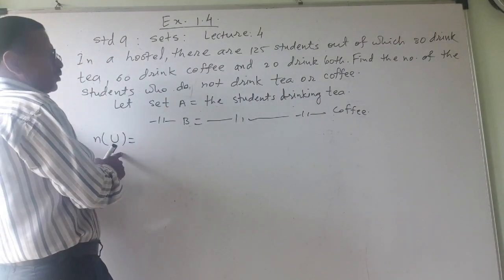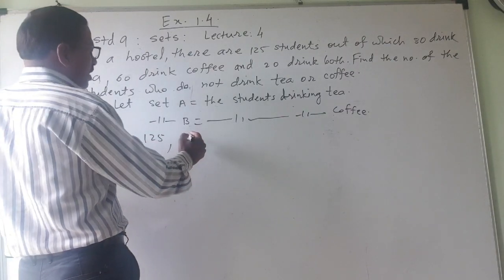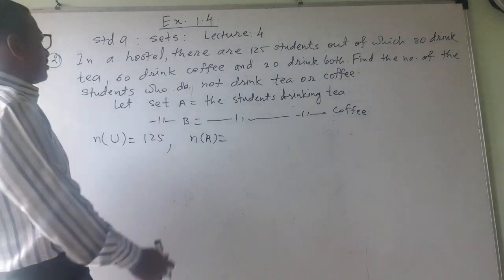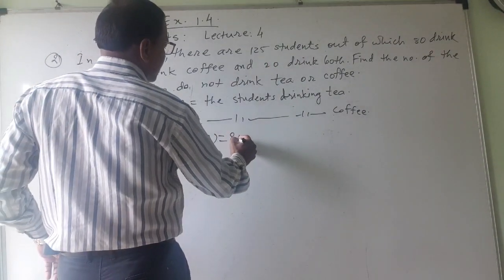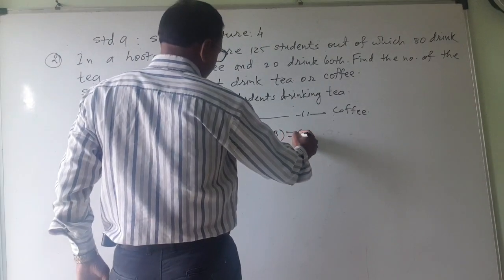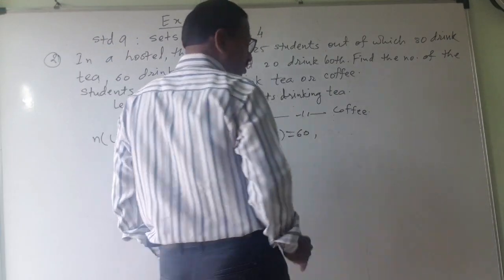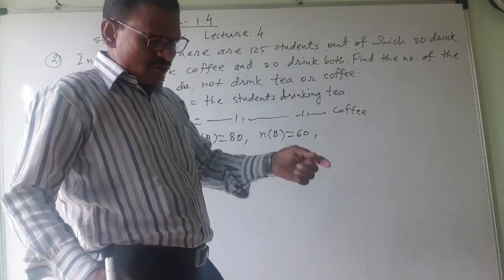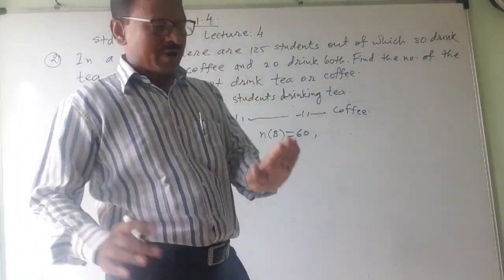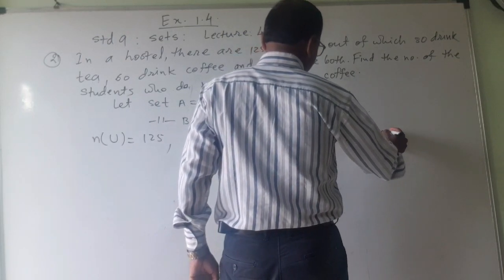N of U, the number of elements in the universal set, is 125. N of A, the students drinking tea, is 80. N of B, coffee, is 60. And both means they are drinking coffee also and tea also, so they are common to both the sets. That common is written as A intersection B is equal to 20.